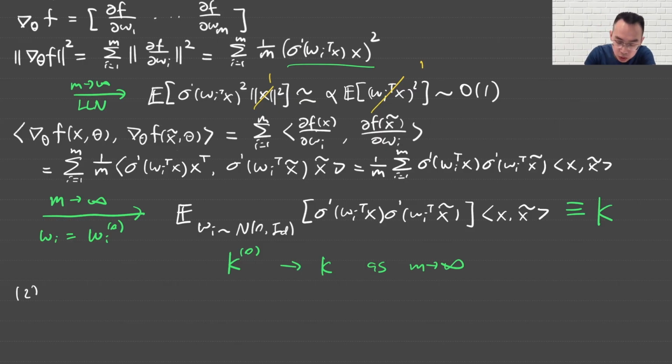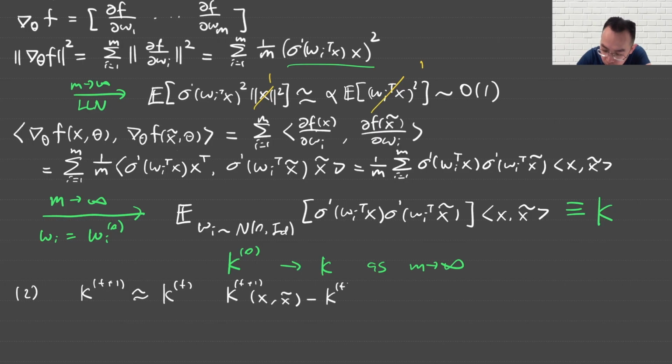Then for step two, we're just going to show that the kernel matrix doesn't change much during the gradient descent steps. The goal is that we want to show the kernel at t plus 1 is approximately the same as the kernel at step t. Okay, so in order to show this, we can just subtract the difference between the two matrices, right? So actually, let's just use a pair of data points, x and x tilde, minus the kernel at step t between x and x tilde.